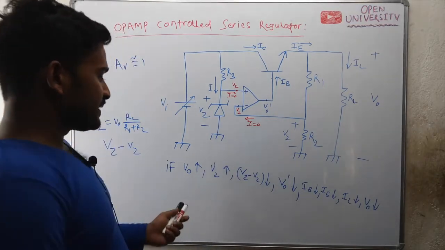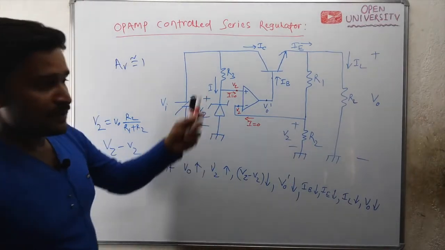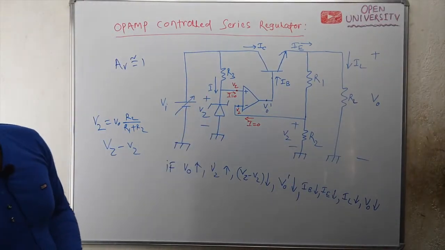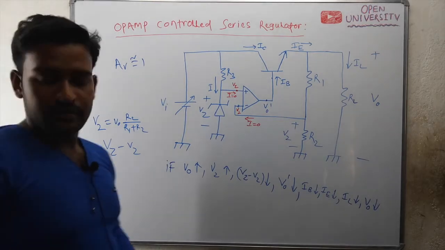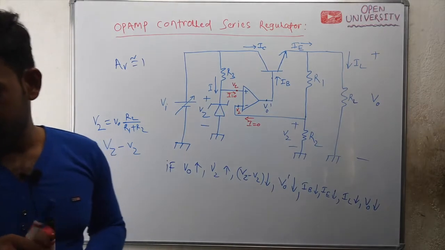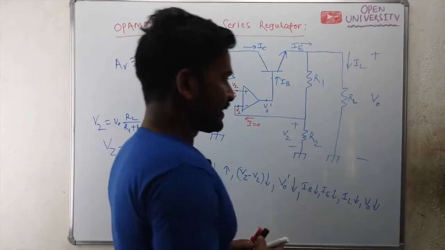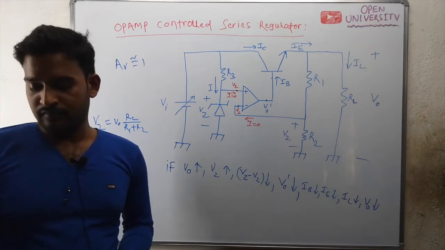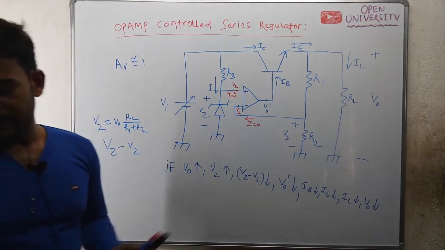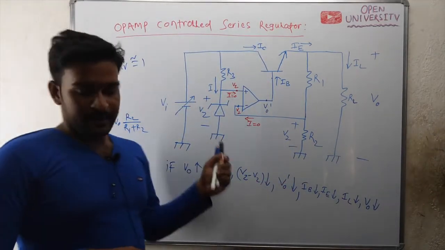Now, if an increase in V0 causes a decrease in V0, that means the circuit has negative feedback. Write down this point. If an increase in V0 causes a decrease in V0, then the circuit is said to have negative feedback. So I can say it is a negative feedback control system circuit.